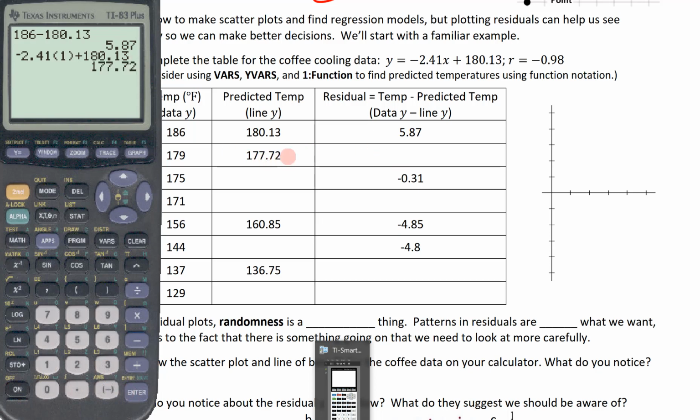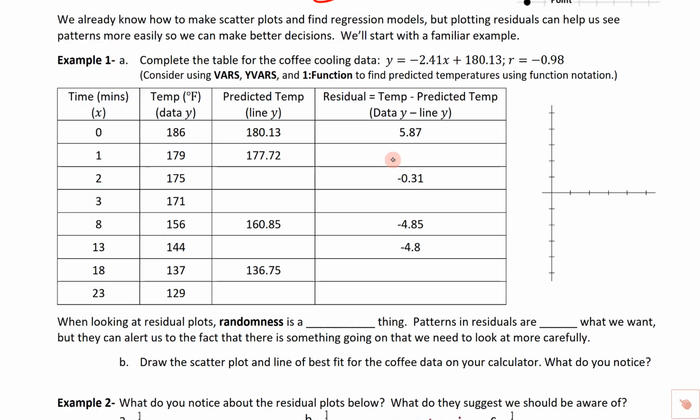We get 177.72. And then we just do a little subtraction problem: 179 minus 177.72, and we end up with 1.28. So I'll put 1.28 right here. We filled in our first blank there.